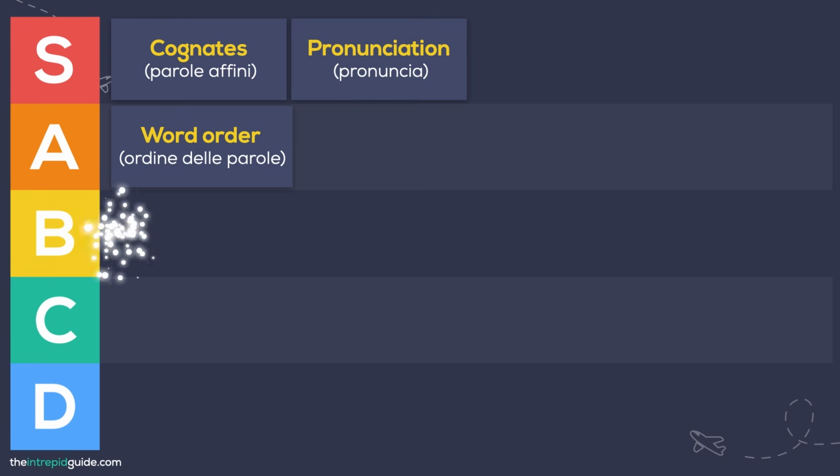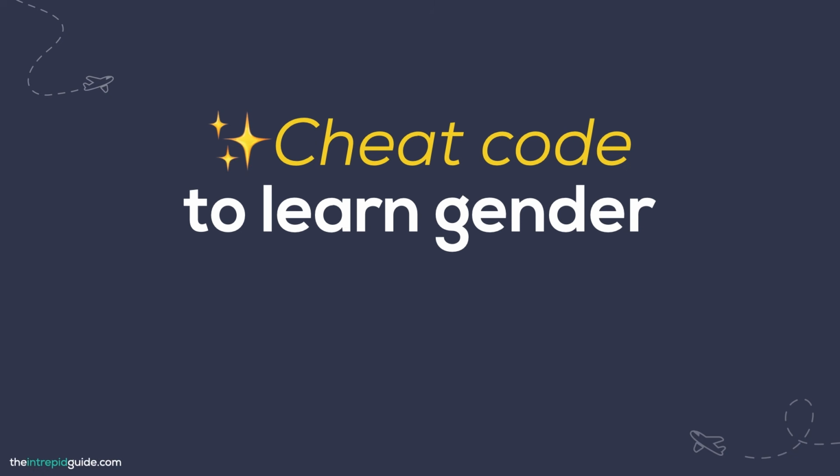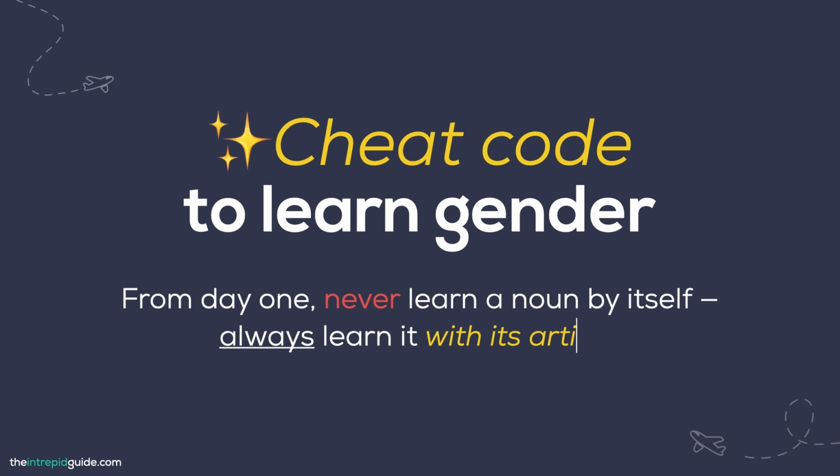So where does grammatical gender rank? Well, it goes in the B tier for brain stretcher. Now, while it's a new concept for English speakers, it's not random. It follows very simple rules. So here's my best cheat code for you. From day one, never learn a noun by itself. Always learn it with its article. That way, you lock in the gender and the article at the same time. This is especially important for nouns that end with E.